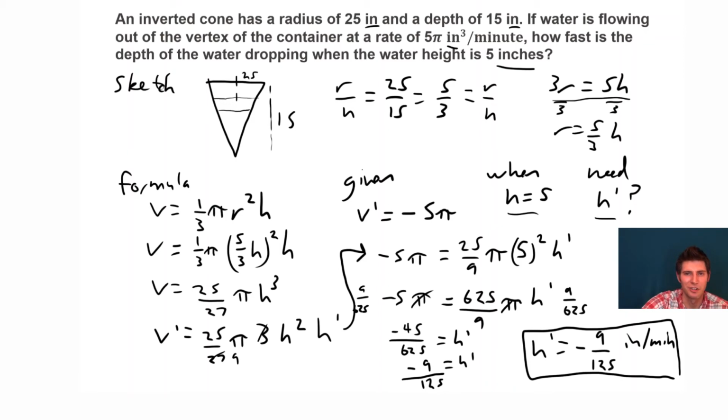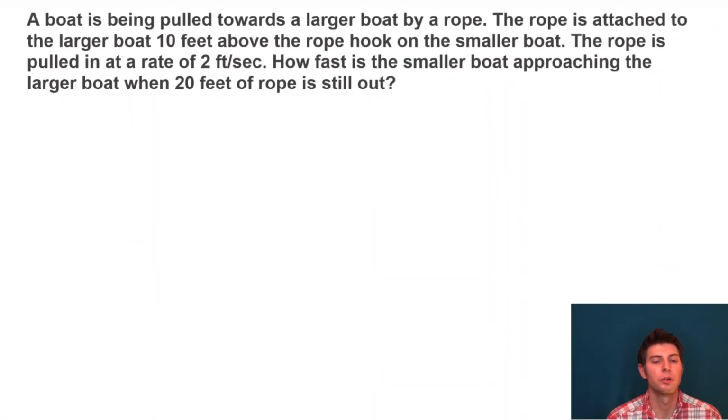Let's tackle the next one. A boat is pulled towards a larger boat by a rope. The rope is attached to the larger boat 10 feet above the rope hook on the smaller boat. The rope is pulled in at a rate of 2 feet per second. How fast is the smaller boat approaching the larger boat when 20 feet of rope is still out?